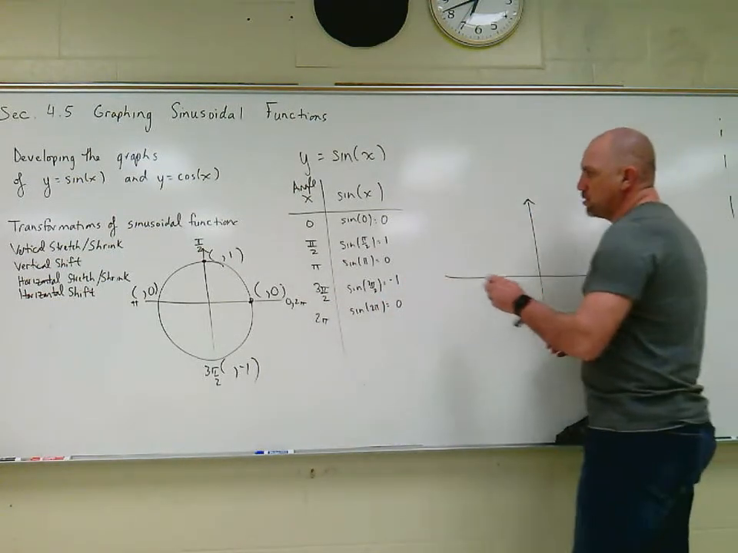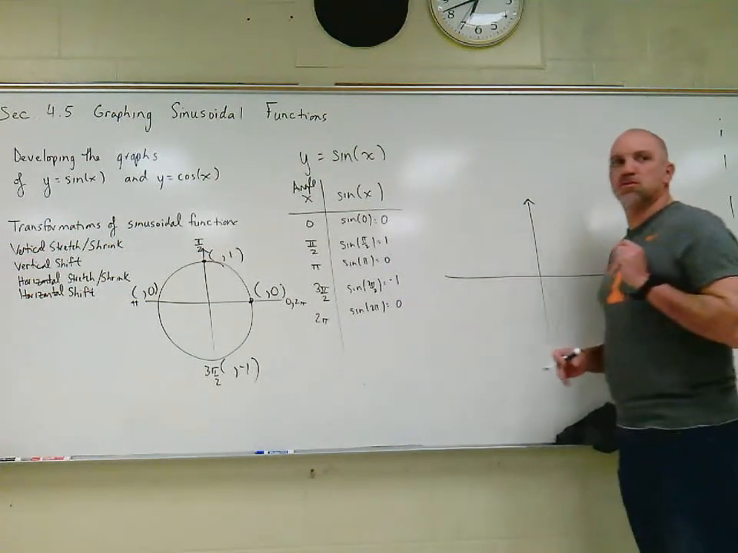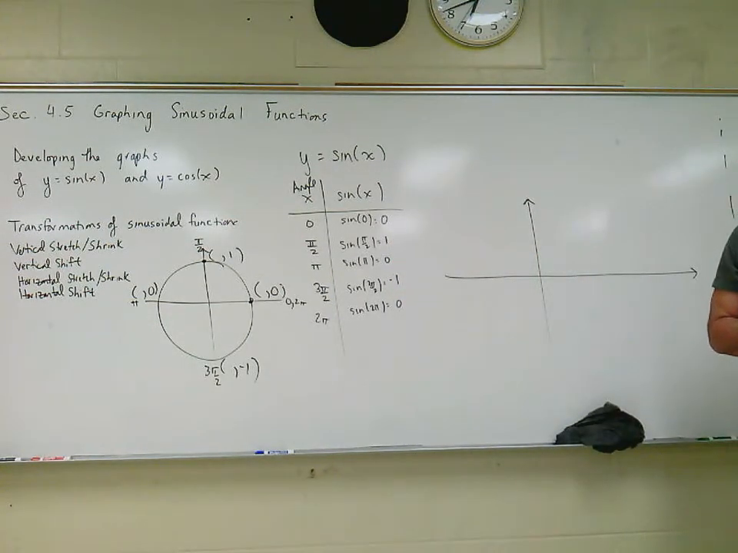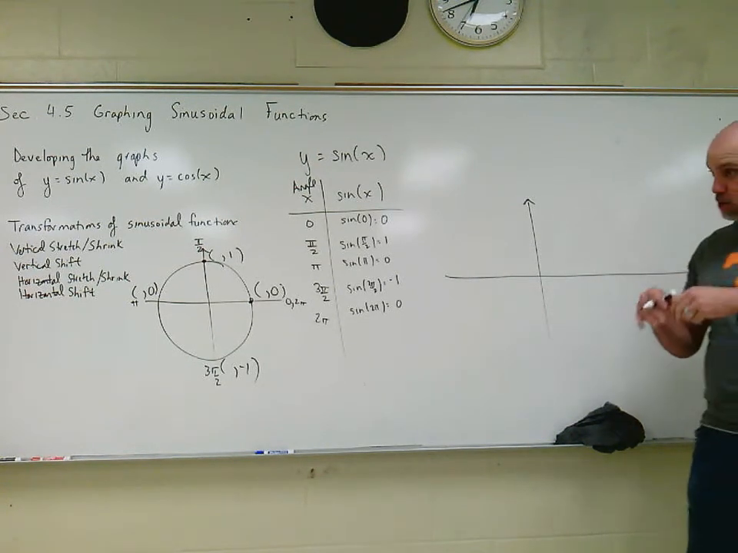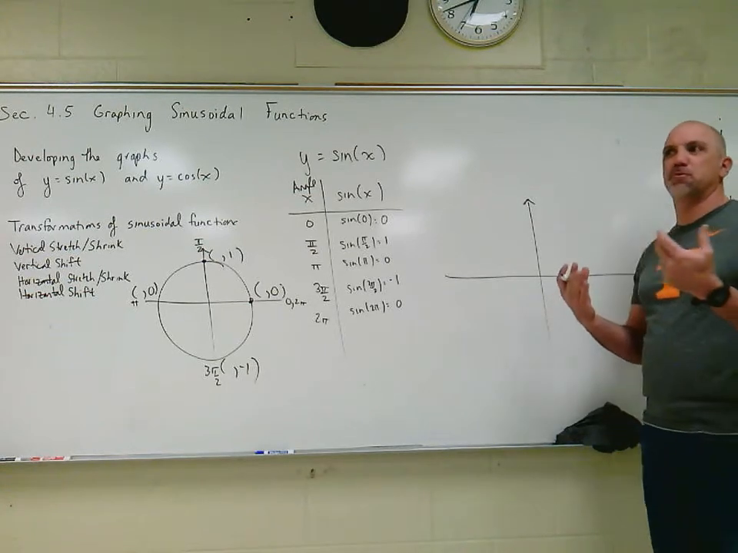Now, what did we say about 1 and -1 in terms of the outputs for sine? What does that represent? 1 and -1 for the outputs for sine. So when you do sine of an angle, and you get 1 or -1, what does that kind of represent?